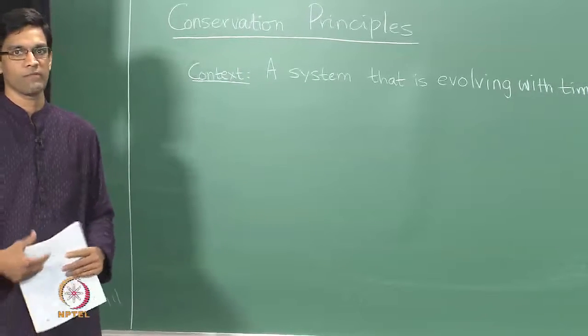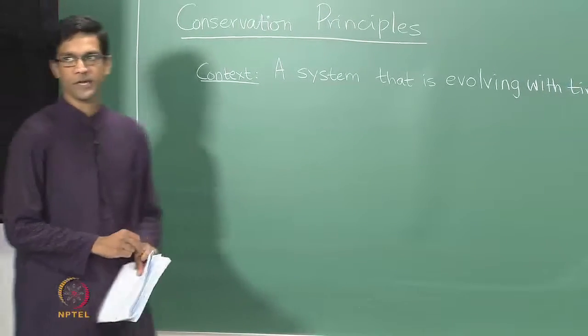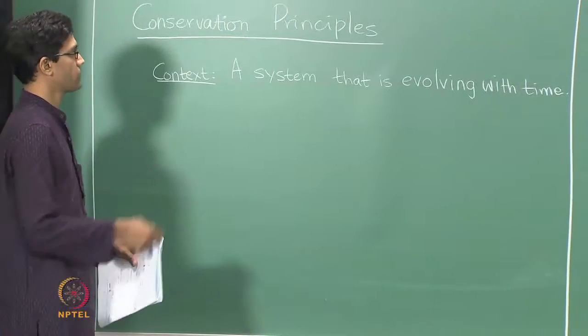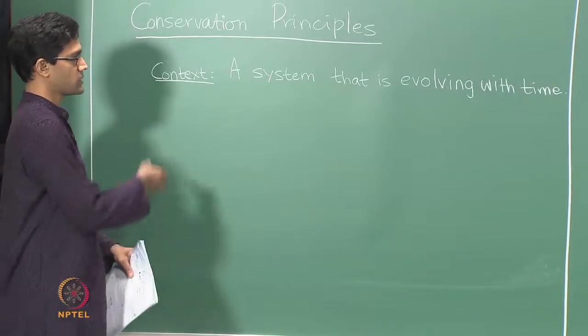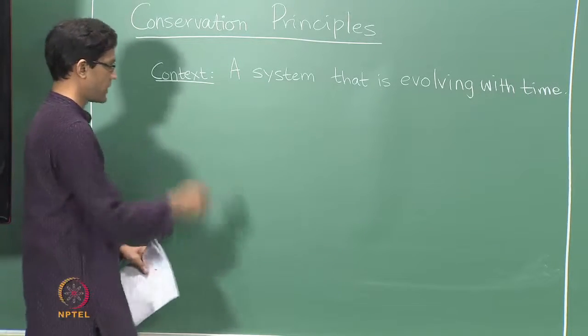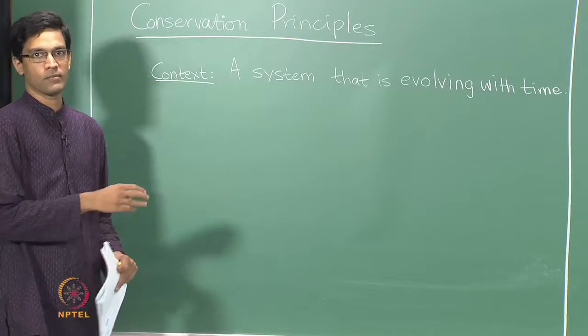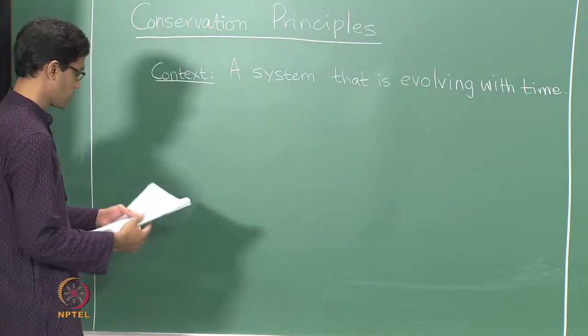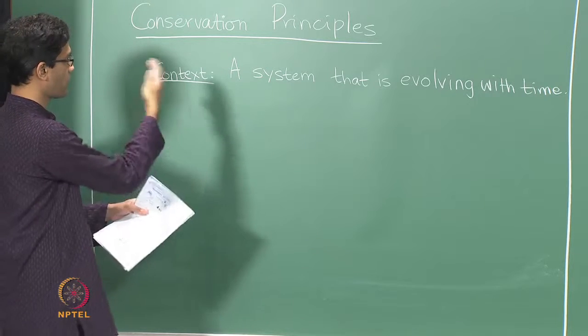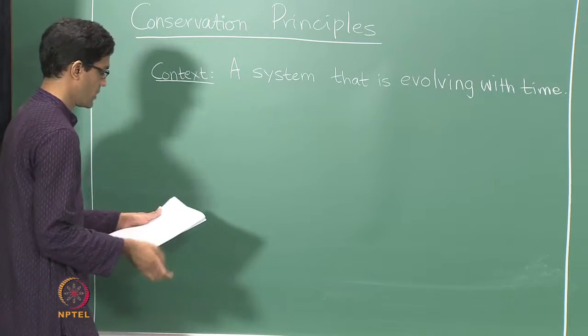Okay, so today we will talk about conservation principles. So what is the context in which these principles arise? It's when we study systems that evolve with time. Okay, so that's the context. So let me say a little bit more about all this pretty much by examples. So we'll consider a few examples from which it will be clear what a conservation principle means and what sorts of systems we will consider and so on.